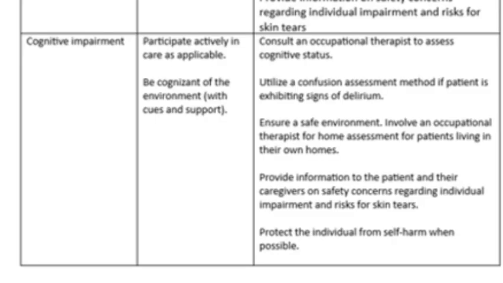Next, we have patients with cognitive impairment. So what can the patient do? We're going to have them participate actively in the care as applicable. Okay, if they're able to, we're going to include them, and we're going to have them be cautious of the environment. Skin tears are really dependent on the environment that we're in, making sure that we don't have really sharp edges or things that can cut us.